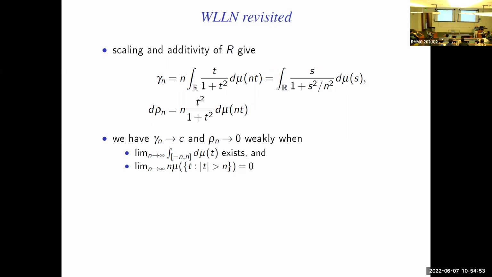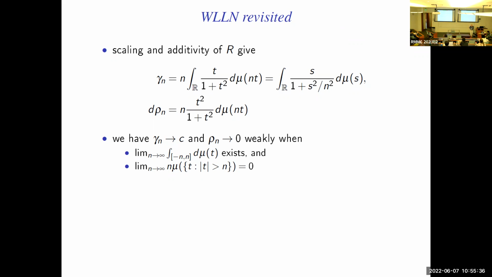So if you change the variable so that nt turns into t, that's going to be the integral of t over 1 plus nt squared times d mu of t, and that will converge roughly to the mean, to the expected value of t relative to d mu of t as n goes to infinity, provided that such an expected value exists. But if the expected value does not exist, then that sequence gamma n has a limit if and only if the integral of t d mu of t from minus n to n has a limit.